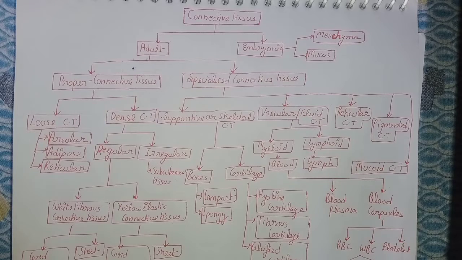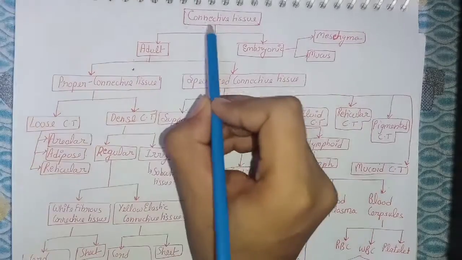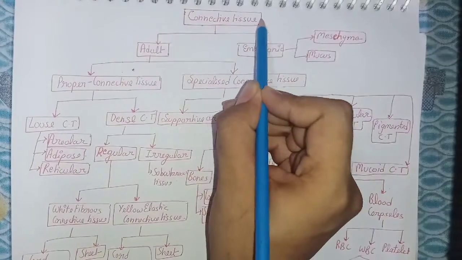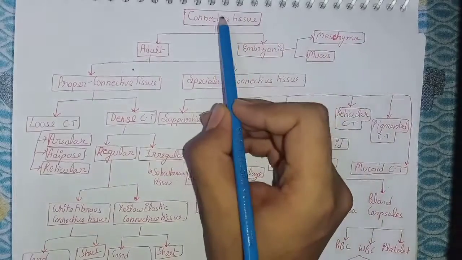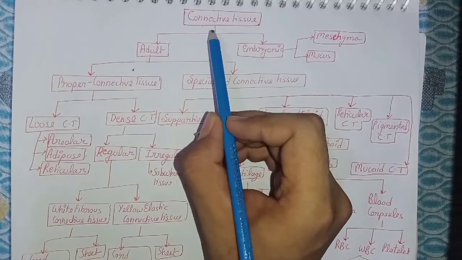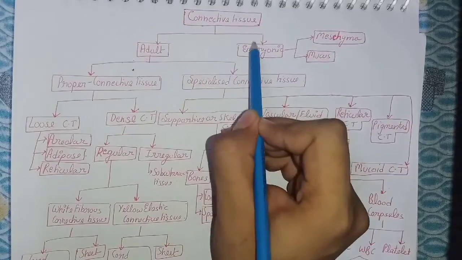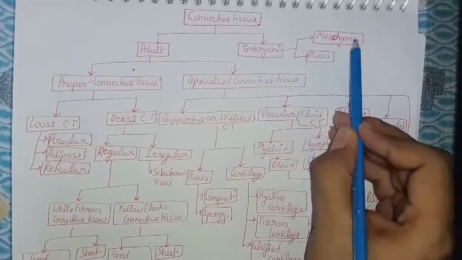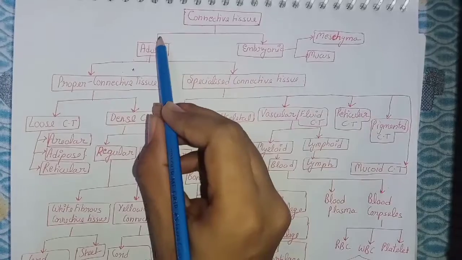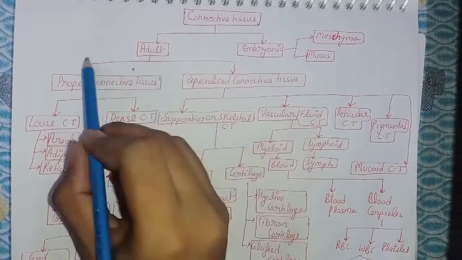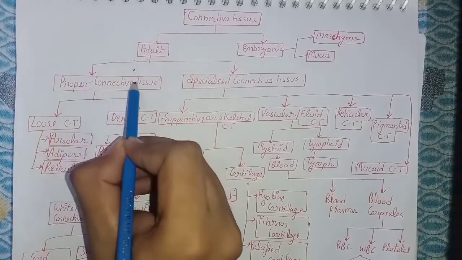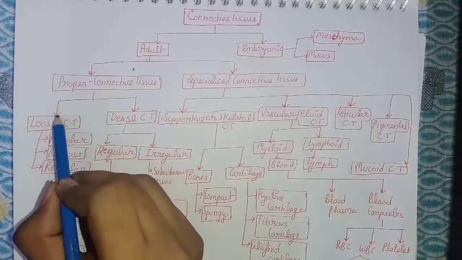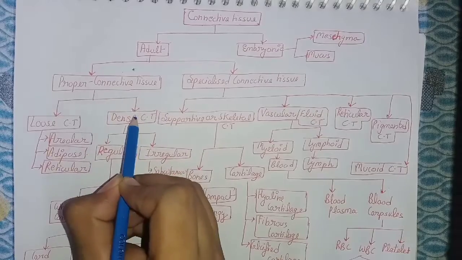In this video I'm going to talk about the connective tissue histology. So starting with today's topic, connective tissue. As you can see in this chart, I'm going to discuss the classification of connective tissue. Connective tissue is divided into adult and embryonic. In embryonic it is mesenchyme and mucous, and in adult it is proper connective tissue and specialized connective tissue. Proper connective tissue again has two branches, loose connective tissue and dense connective tissue.